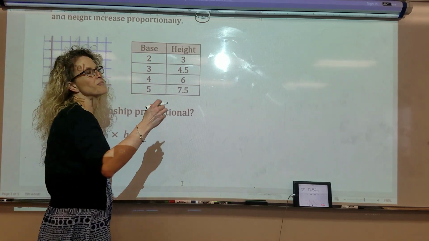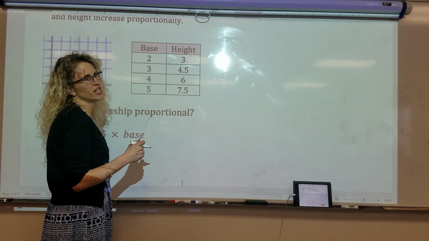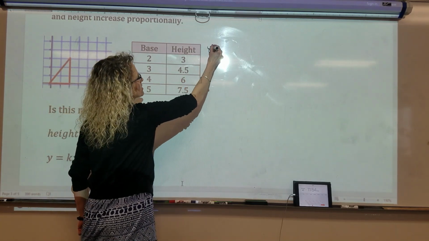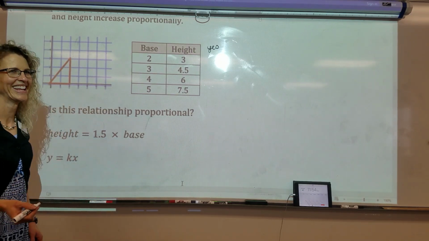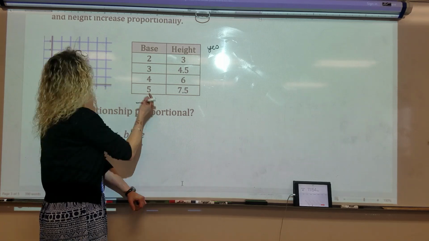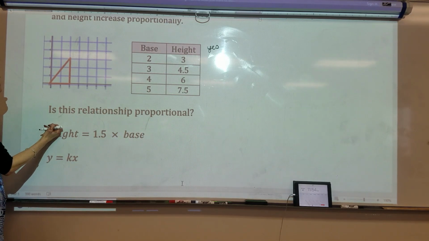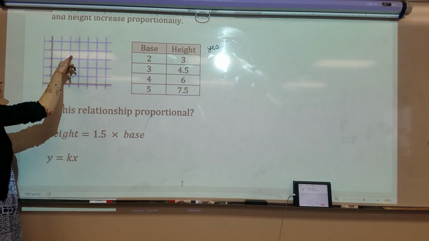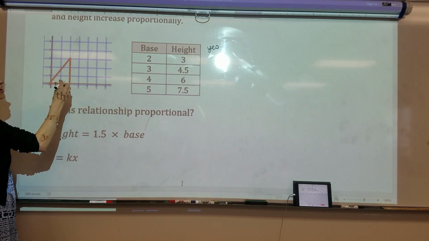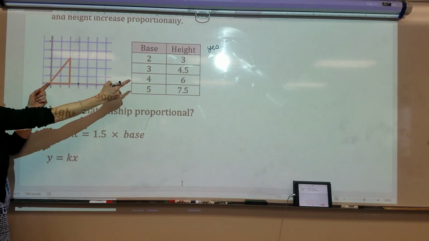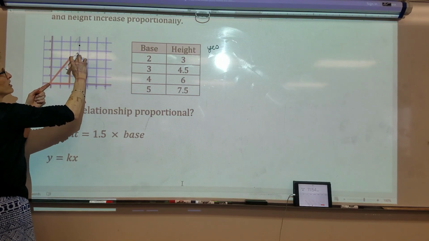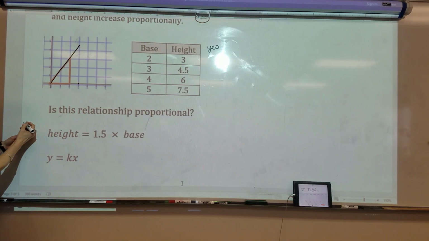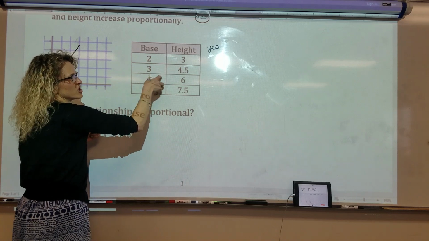Still thinking? Kaylee, what did you say? Is this proportionate? Yes or no? You said yes. Give me your proof. Well, I just looked at the line. It's straight and it's going to the origin. This definitely is proportionate, but the question is if I took this base and stretched it out to a 3, and the height then became 4.5, is that also proportionate? In other words, is this whole relationship proportionate?